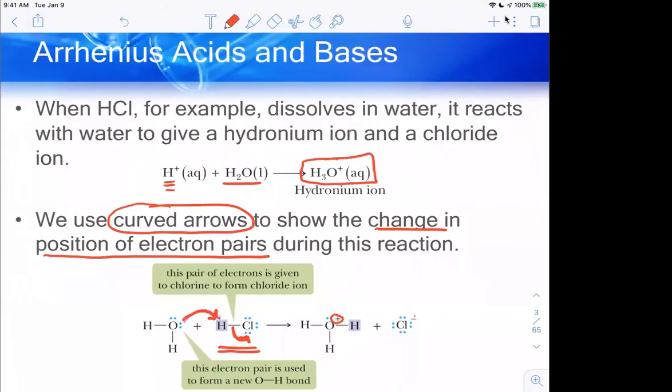And then I get the chloride ion here. So this electron pair on oxygen forms this new OH bond, which is right here. This bond is broken, and those electrons end up on the chlorine. So this is what we're going to start thinking of in terms of mechanisms, which is showing exactly where my electrons are going in a reaction by using these curved arrows.